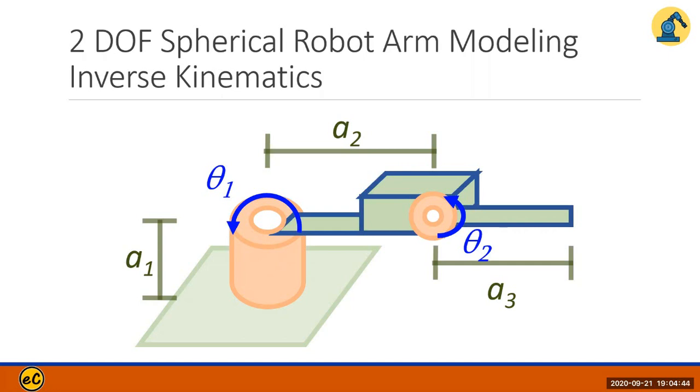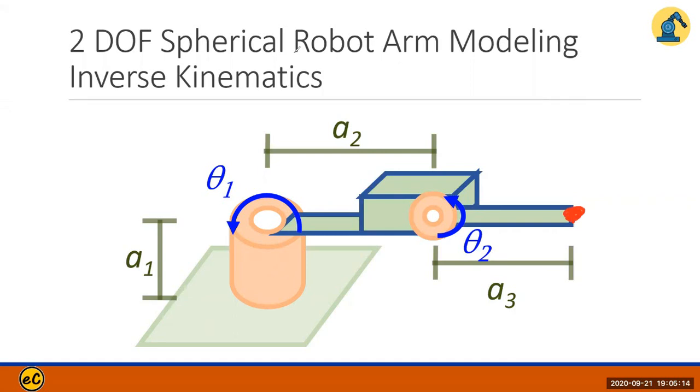The model you see here may not be complete because I did not put the XYZ coordinate frame here. You have to assign it by yourself. But given A1, A2, A3, three link lengths, they are all equal to 1. The end effector is on the right-hand side. You can assume it is over here.